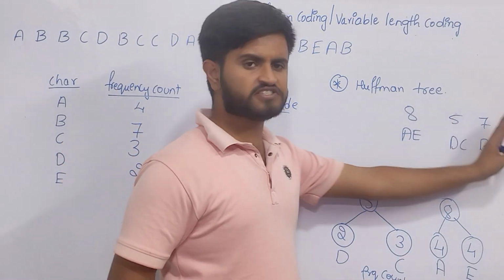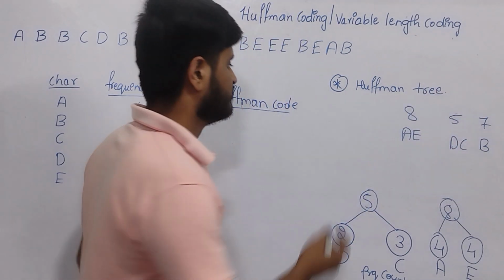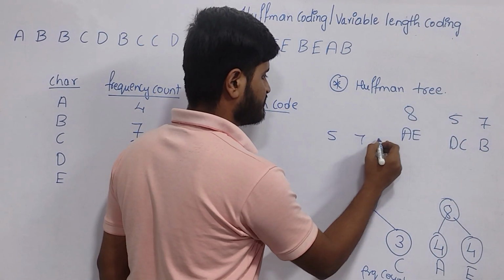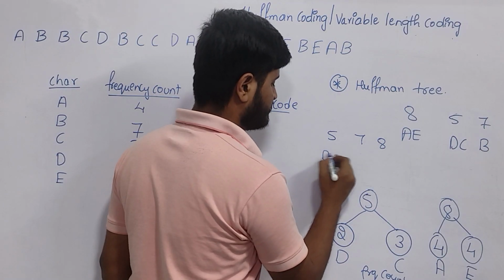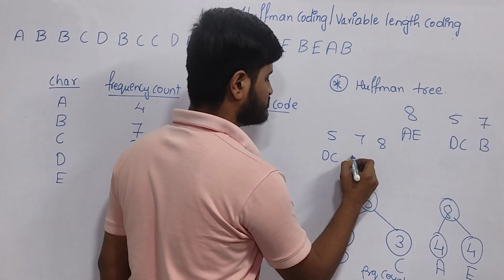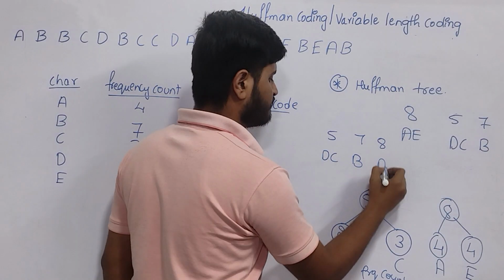Now let's arrange these 3 numbers in increasing order. First 5 will be coming, next 7, next 8. So 5 is of DC, next 7 is of B and 8 is of AE.